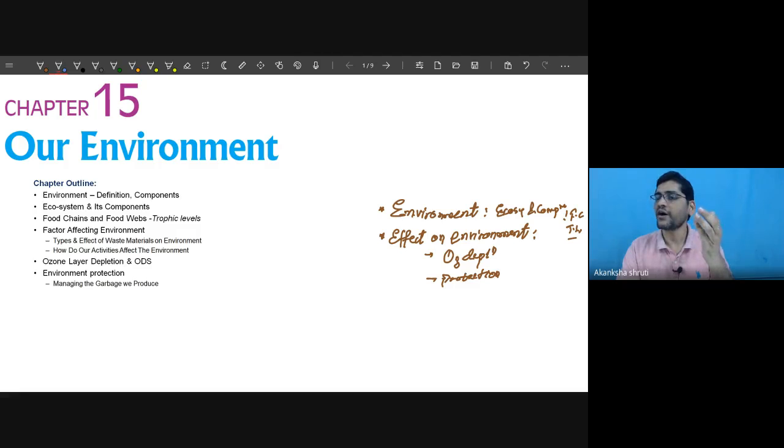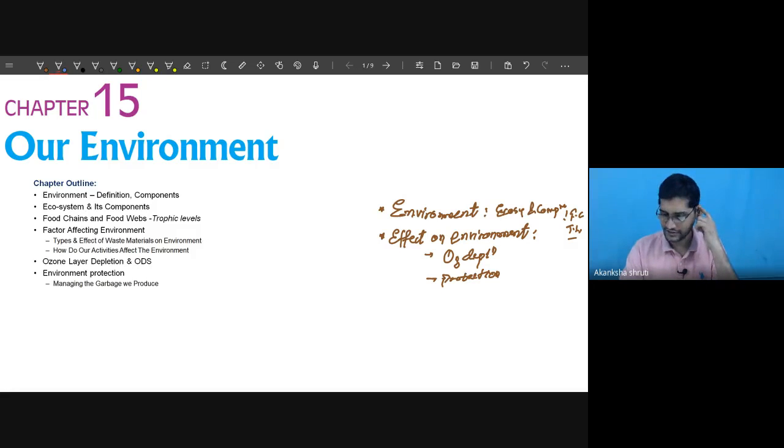For these living organisms to survive, they need energy. Energy is obtained from food, and food is supplied through the food chain. So we have to learn about the food chain and food web, and how energy is transferred from one category of the food chain to another. A particular category of the food chain is called a trophic level. So we have to learn about the trophic level. Only this. Then how our activities are affecting this environment.